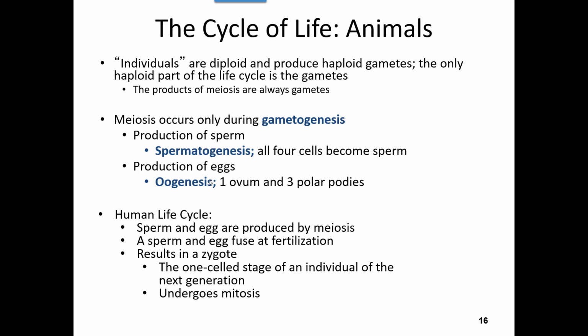So in the human life cycle, sperm and egg are produced by meiosis so that they have half the number of chromosomes. They fuse at fertilization and they result in a diploid zygote. And then that diploid zygote starts to undergo mitosis. It begins to grow into a full-sized adult with enough mitosis and enough years.